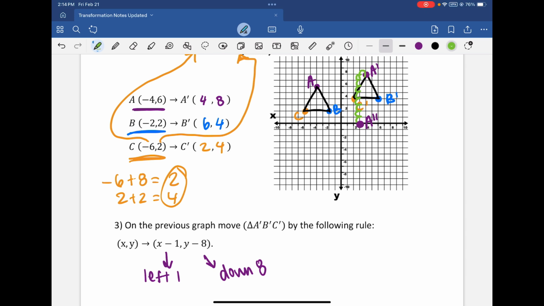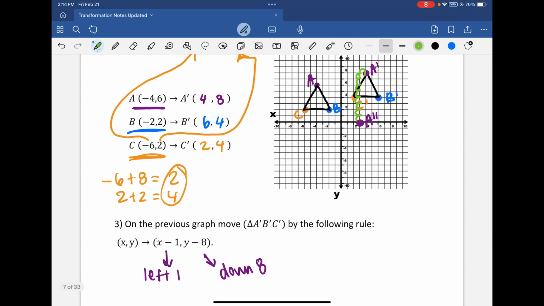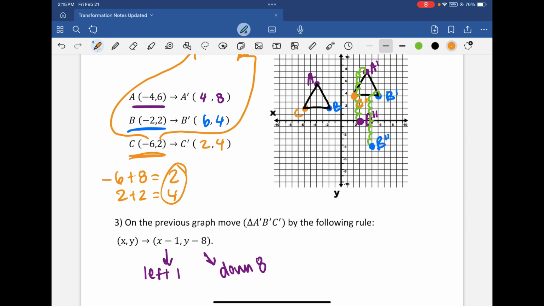Now let's do B, which is my B prime, which is my blue one. So we are going to move left 1 and down 8. 1, 2, 3, 4, 5, 6, 7, 8. Now I have my point here, which is B double prime. And now let's do our last one, which is C prime. I'm going to move left 1 and down 1, 2, 3, 4, 5, 6, 7, 8. My new point is here, which is C double prime.